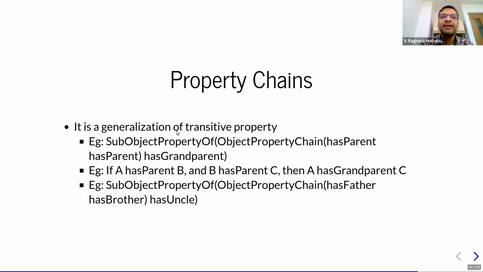Okay. So this is the role composition, or role chain, in description logic. This is the uncle example. If A has father B and B has brother C, then A has uncle C. So we use this particular keyword, property chain, to have as many arguments as we want. It need not be restricted to 2 arguments; we can have more than 2 as well. It will all be binary relations, and you will take the composition.